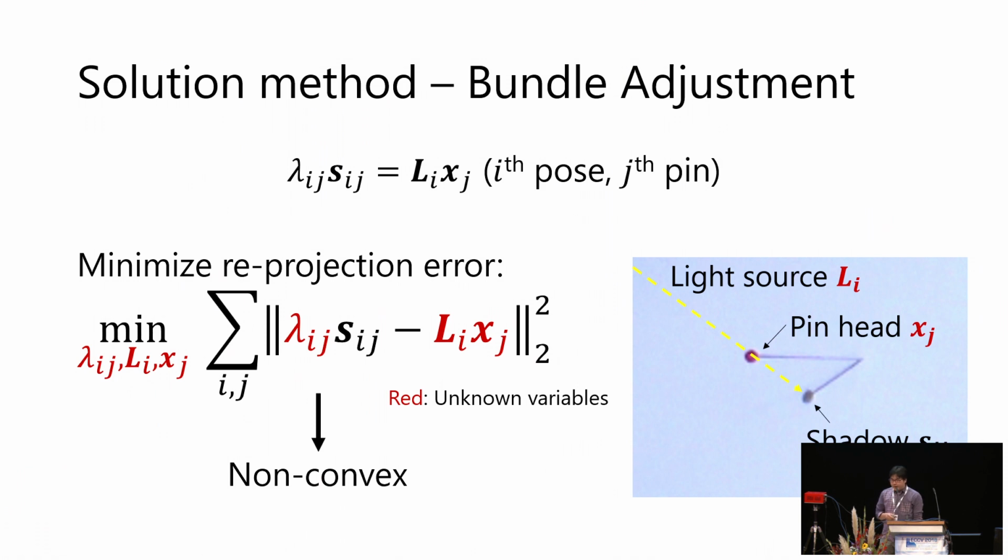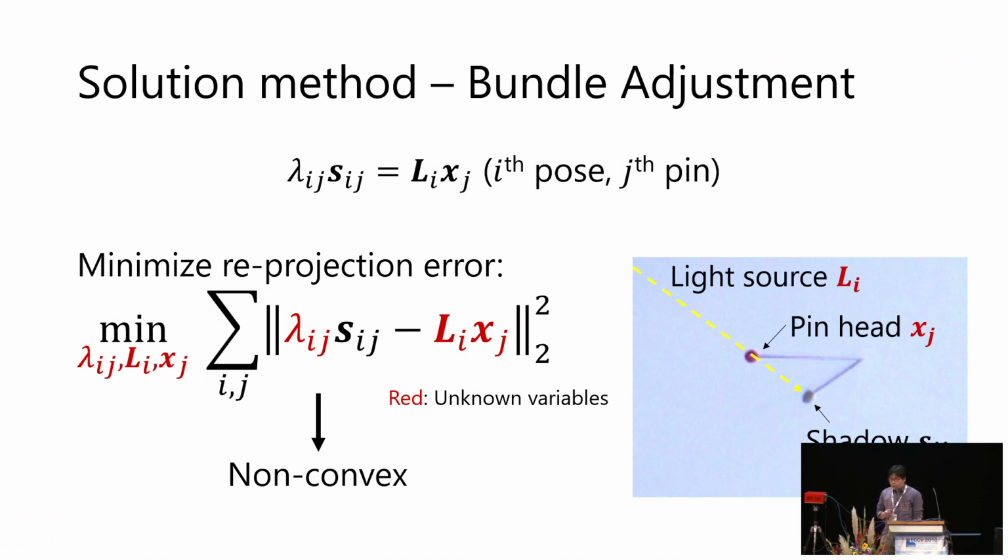Next, I explain how we solve this light structure from pin motion problem. Shadow projection is formulated as in the first equation. To obtain the projection matrix L and pinhead position X, we minimize the reprojection error for all poses and pins. In this equation, red color represents unknown variables.